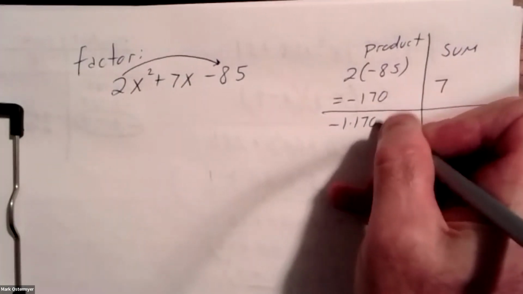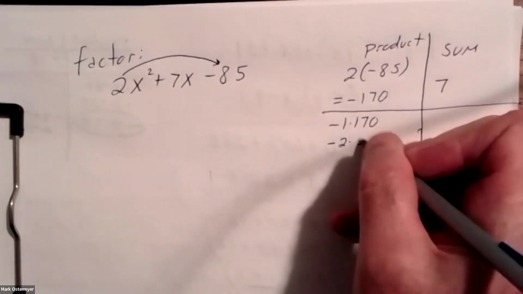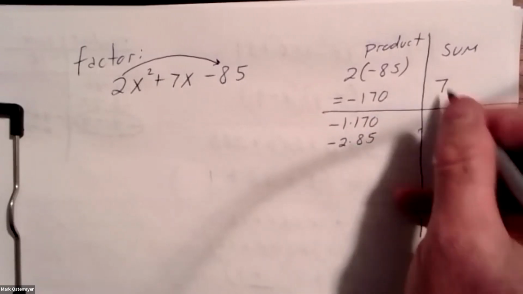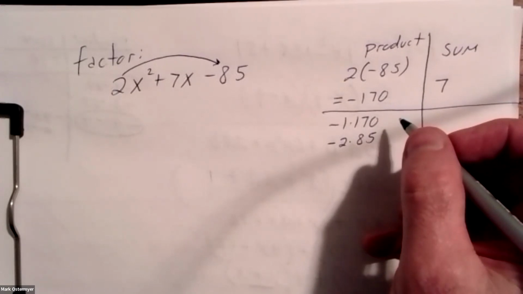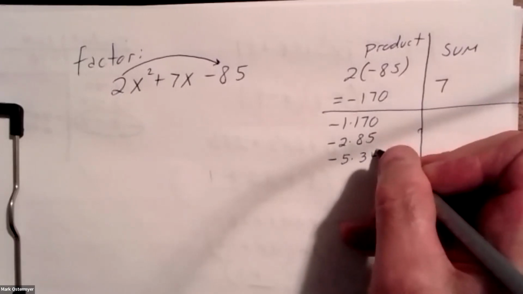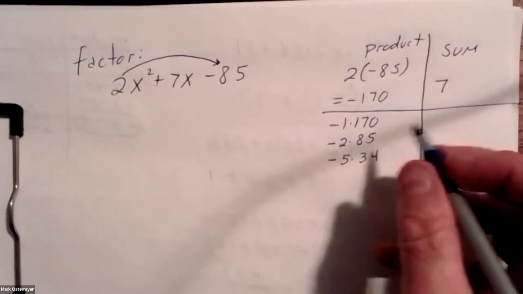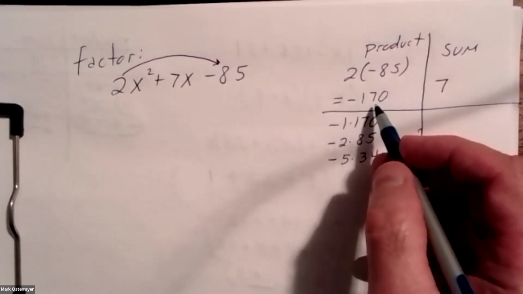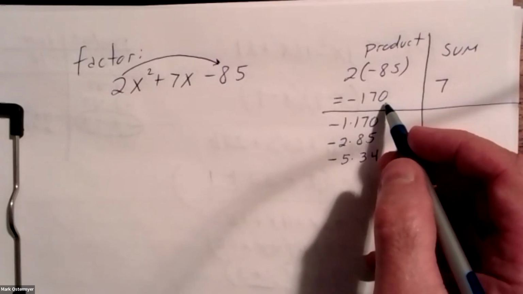Negative 1 and 170 are factors of negative 170. 2 goes into 170 85 times, but these don't add up to 7, not even close to 7. 3 will not divide into 170 evenly. Does 4? No. 5 will. 5 divides into 170 34 times, but these don't add up to 7. We're still a ways away. Does 6 go into 170? No. 7? Nope. 8? Nope. 9? Nope.